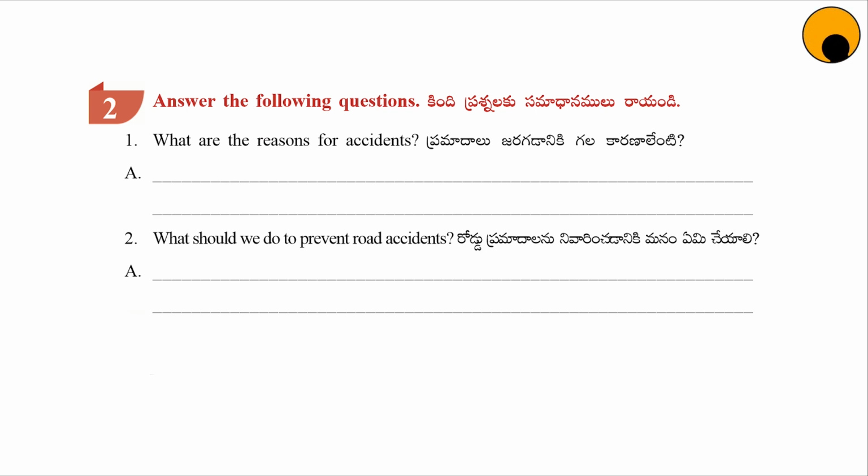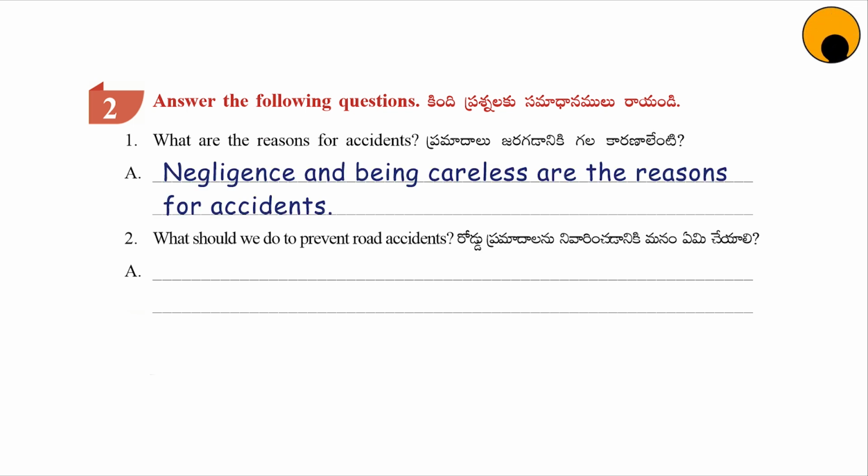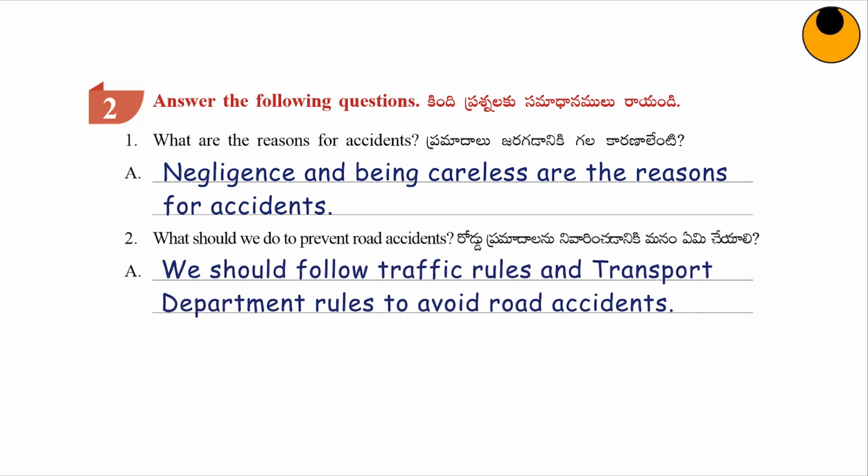What are the reasons for accidents? Negligence and being careless are the reasons for accidents. What should we do to prevent road accidents? We should follow traffic rules and transport department rules to avoid road accidents.